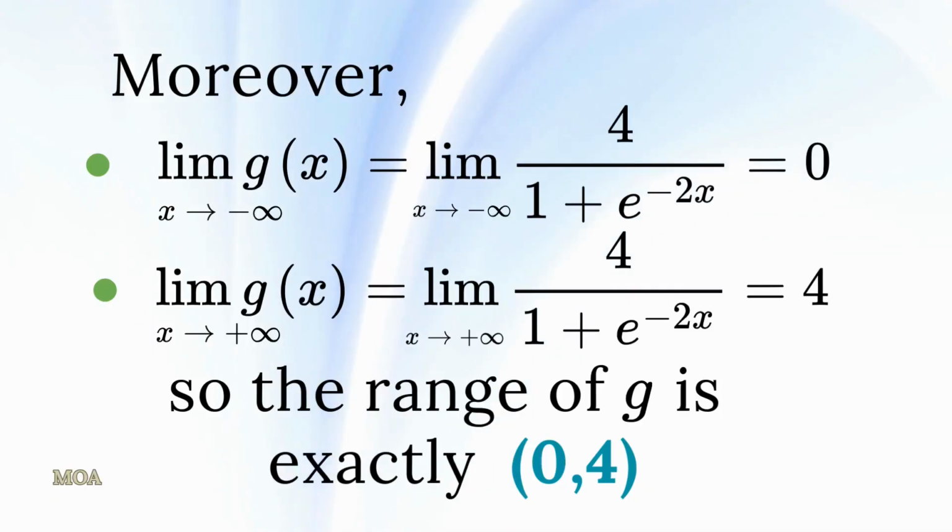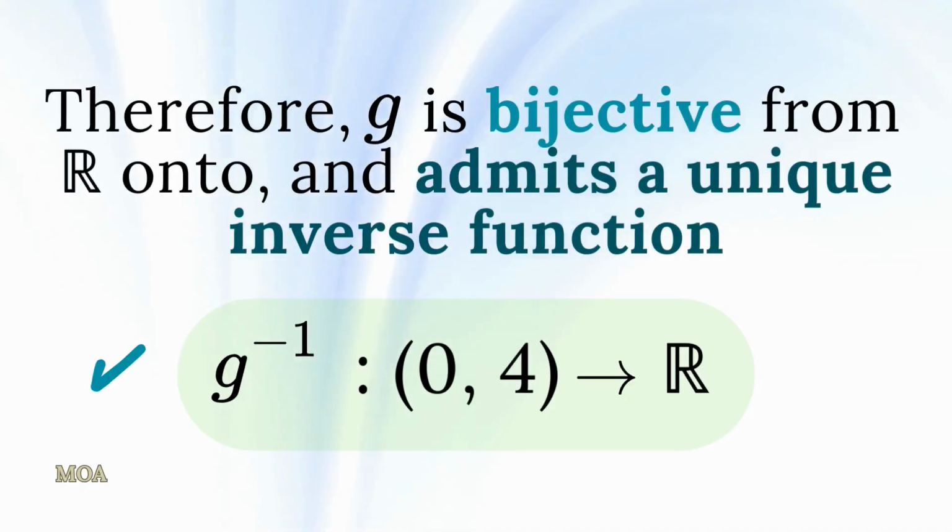Moreover, as x approaches negative infinity, g of x approaches 0, and as x approaches positive infinity, g of x approaches 4. Therefore, the range of g is exactly the open interval from 0 to 4. Hence, g is bijective from R onto the interval 0 to 4 and admits a unique inverse function, denoted g inverse, which is defined from the interval 0 to 4 back to R.